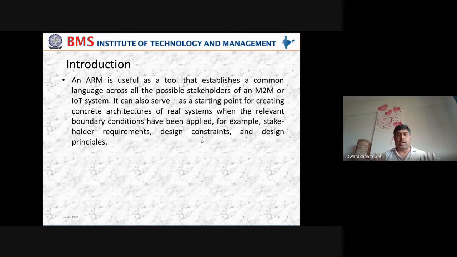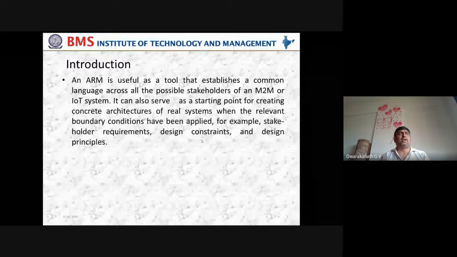Like that, for an IoT project, ARM is the one given by IoTA, so that if everyone follows that architecture, a common language or a common type of project connectivity will be there across the stakeholders of the world, wherever M2M systems or IoT systems are there. It can also serve as a starting point for creating concrete architectures of real systems when the relevant boundary conditions have been applied.